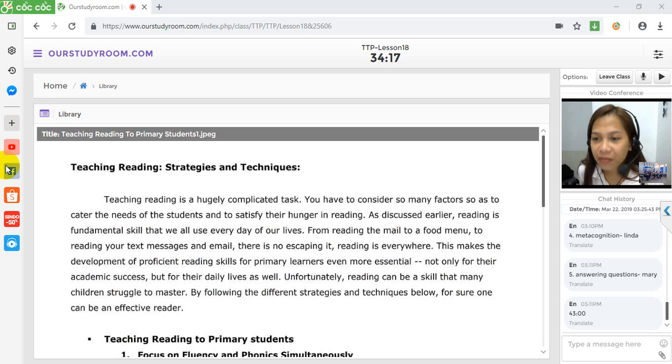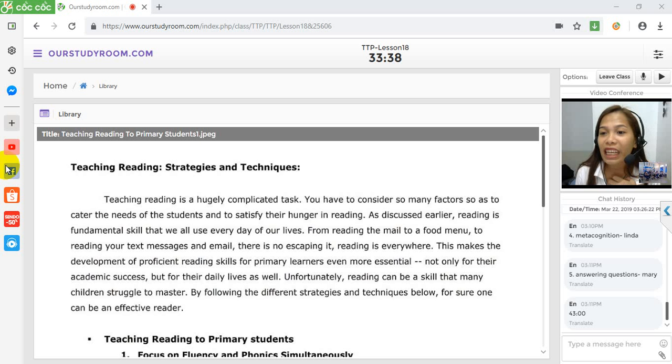I draw the father. The father is reading a book, and the mother is cooking, and the brother is listening to music, and the sister is helping her mom to cook. So I draw many activities and help students understand the paragraph. Yes, that's very good, teacher Ann. I really like it.